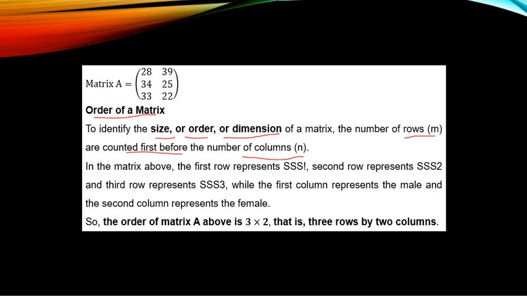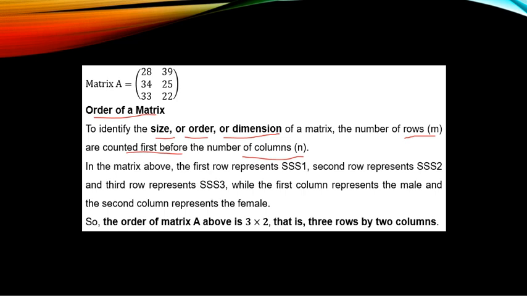In the matrix above, the first row represents SS1, the second row represents SS2, and the third row represents SS3, while the first column represents the male and the second column represents the female.